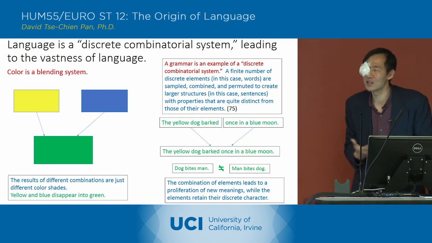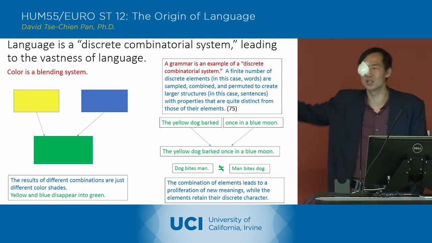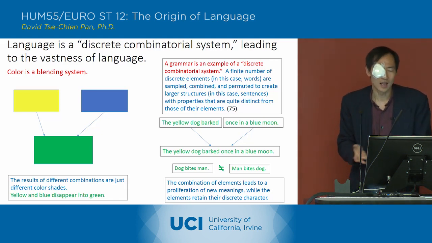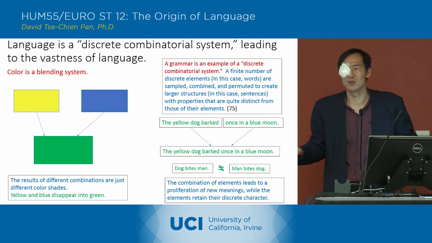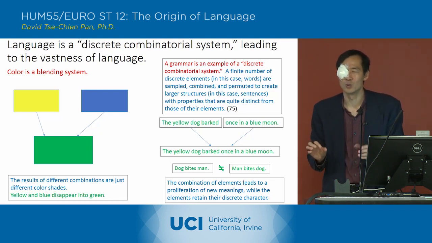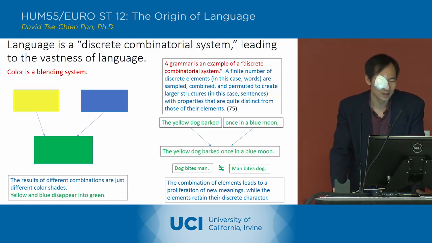An example is color, which is a blending system, right? You have yellow and blue, and you blend them together, you put them together, you get green. And yellow and blue disappear, right? You don't have yellow and blue anymore. They don't remain discrete. They don't remain separate anymore when you blend them into green.